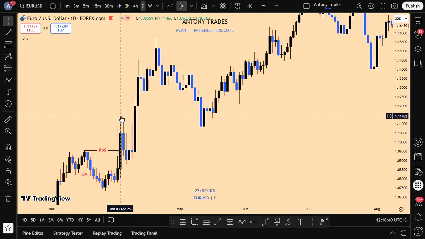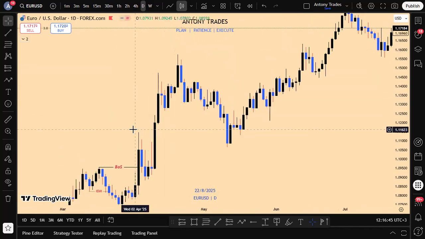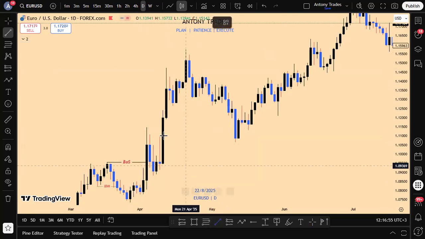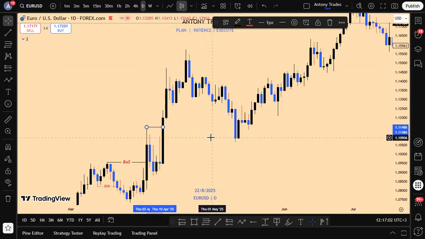For me, this is not a valid break of structure. Why is that? After this break of structure here, let us see, the market went ahead and broke the structure here. So this is also a valid break of structure. So we have a valid break of structure here.